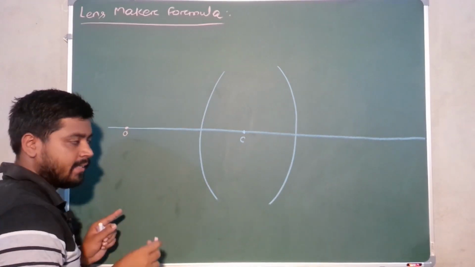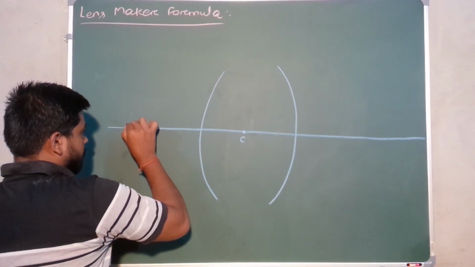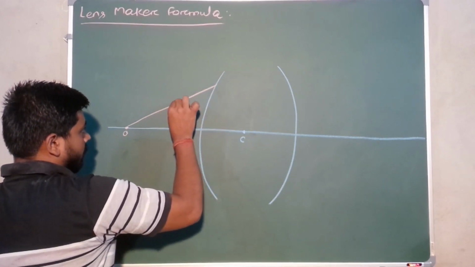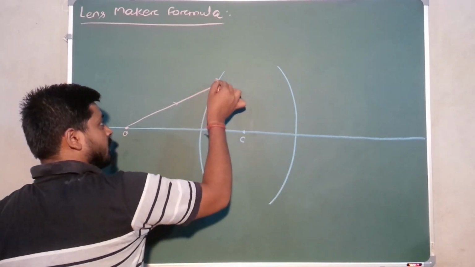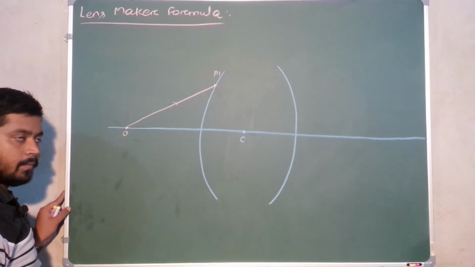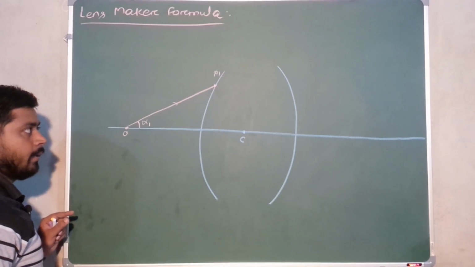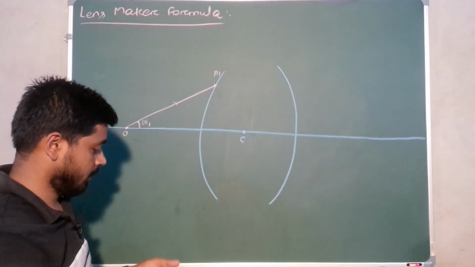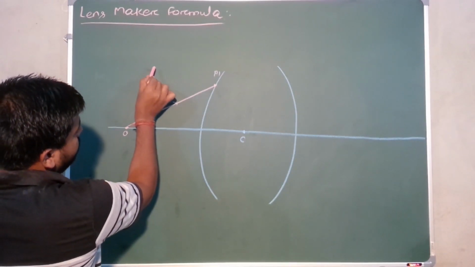Then draw an incident ray from the point object to the first refracting surface. This one is the incident ray, which meets the first refracting surface at A1. This one is the angle alpha 1. Then I have to draw a normal at the point of incidence.